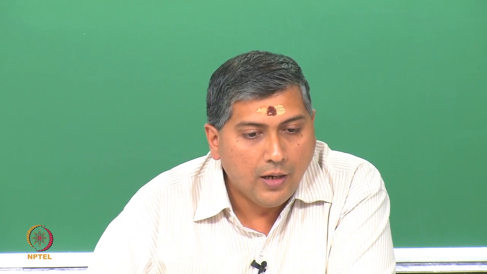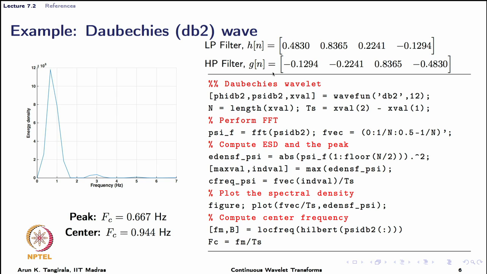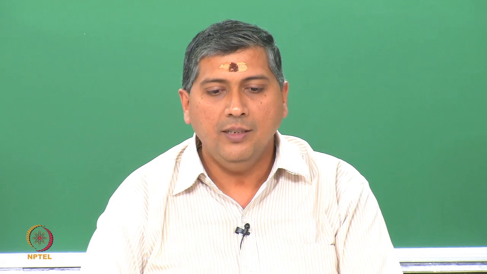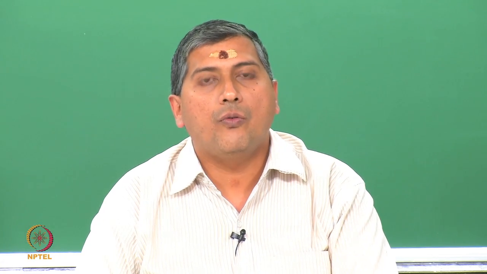Okay. Now, let us move on to another example which is very interesting in a few respects. First, this is the Daubechies wave, which is very widely used not in CWT, but in discrete wavelet transform. Nevertheless, I want to show you how to compute the center frequency of this wave for a few reasons. The first point here is that unlike the Morlet wave, the Daubechies wave does not have a closed form expression, that is there is no analytical expression. The Daubechies wavelet or the wave in fact is computed with the help of filter coefficients.